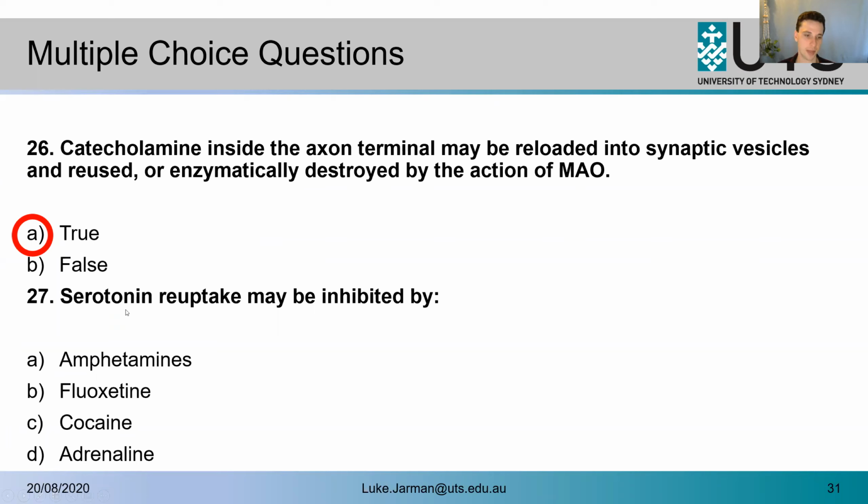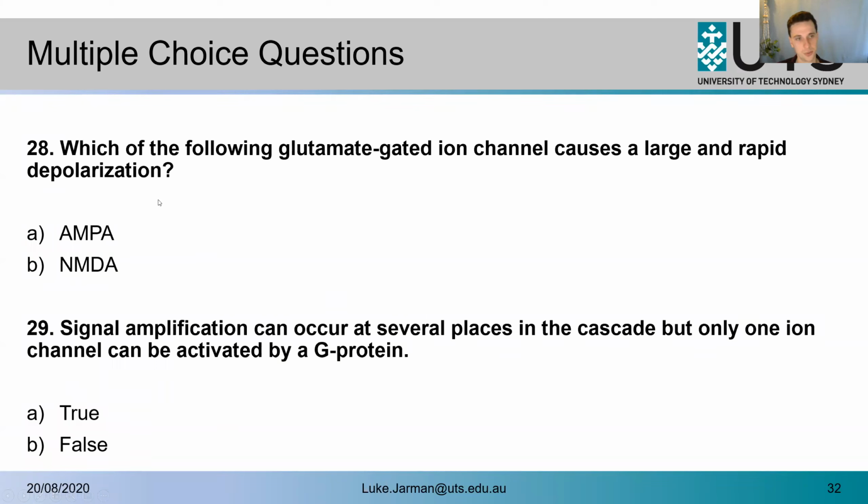27, serotonin reuptake may be inhibited by fluoxetine. Yeah, I won't go too much into that because, again, we've got a whole tutorial on it. 28, which of the following glutamate-gated ion channels causes a large and rapid depolarization? It is AMPA. NMDA causes a much slower and smaller depolarization. 29, signal amplification can occur at several places in the cascade, but only one ion channel can be activated by a G protein. That is true.